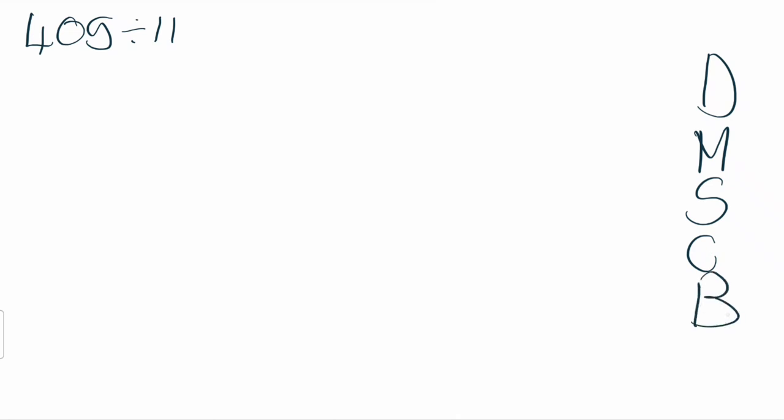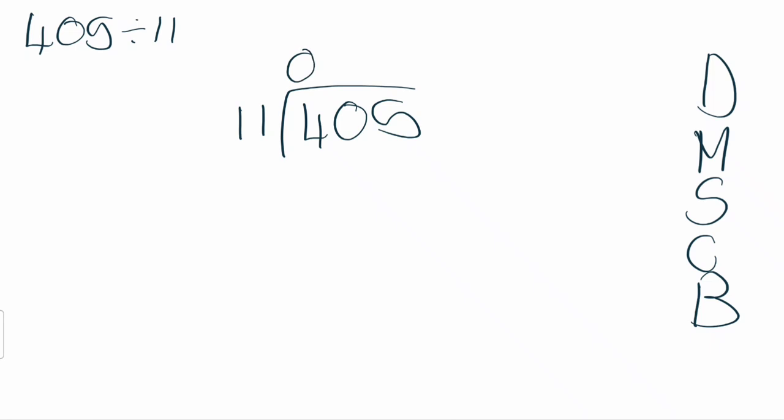Firstly, we're going to do the same thing as McDonald's sells cheeseburgers, which stands for dividing, multiplying, subtracting, checking, and bringing down. Good. Now we're going to draw our division sign, and we'll write our divisor outside, which is 11, and we'll write our 405 inside. Next, we're going to say 11 goes into 4. No, it does not. You write 0 as your placeholder.